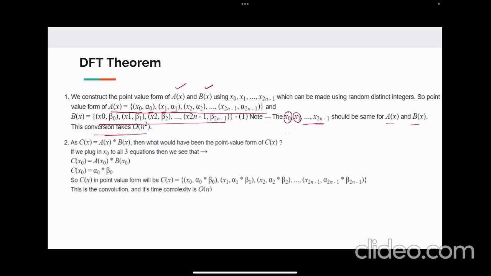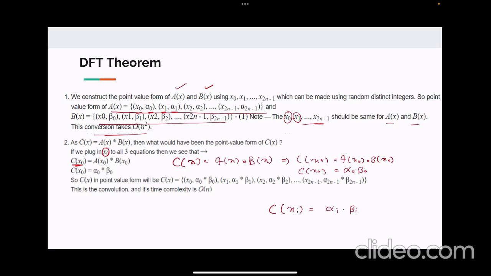If, let's say, we use any x, say x0, when we're calculating C, obviously we know C of x is A of x times B of x, which means C of x0 will be A of x0 times B of x0. And we know A of x0 we have already calculated as alpha 0 in the point value form, and B of x0 is beta 0 in the point value form. So C of x0 will be alpha 0 times beta 0. That is, for each xi, C of xi will be alpha i times beta i. This is a direct dot product of the two point value form vectors.